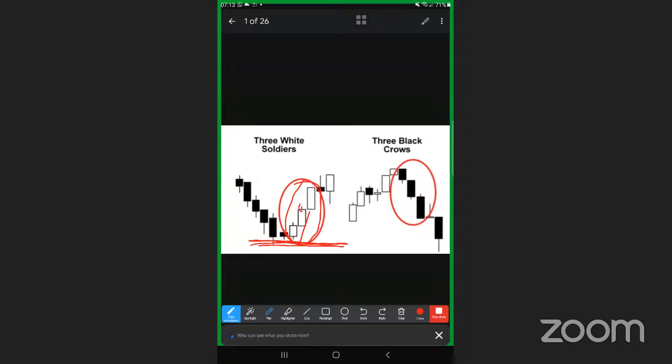That's why there are small candles, and sometimes there are no wicks on the bodies. There are no shadows on the bodies of the candlesticks. That signifies buying pressure is in control. So this is the three white soldiers candlestick chart pattern, which signifies a bullish market, bullish momentum.